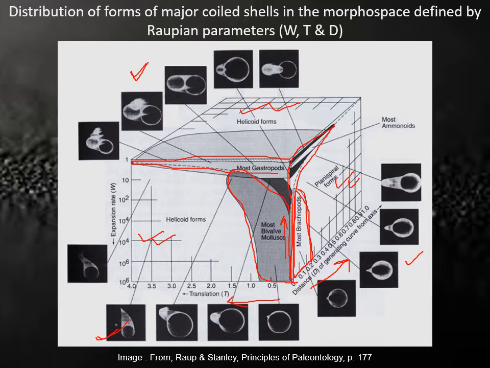Now, there can be two explanations for this. The first is that not all the molluscan forms have appeared yet with time. That means for the appearance of these molluscan forms, they require a much longer time interval. So in the next several million years, maybe these forms will appear on the earth. This is one explanation.